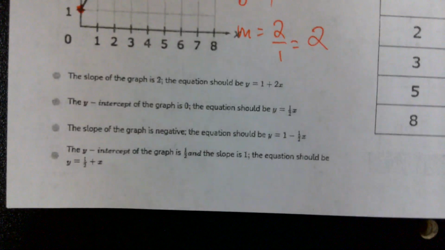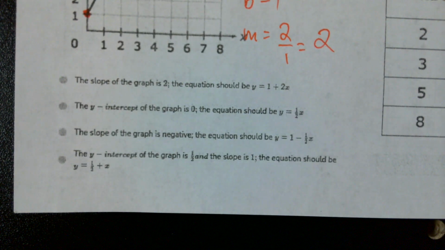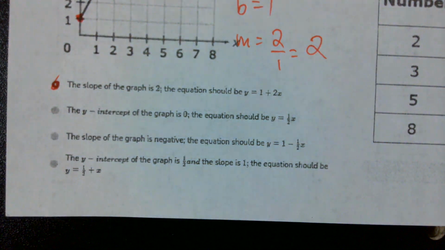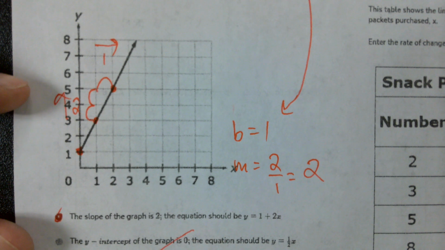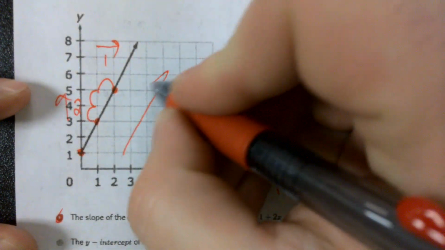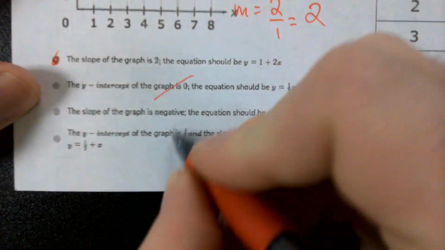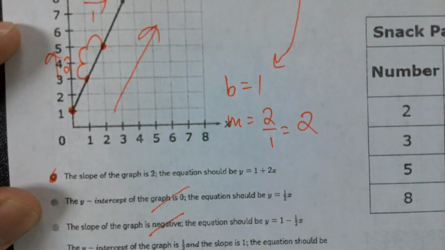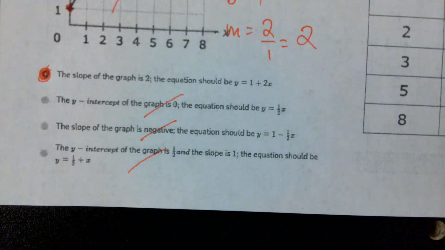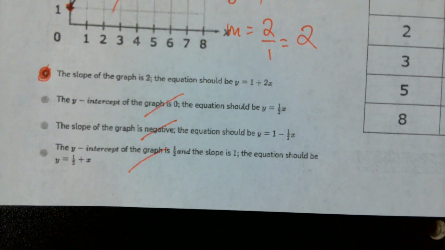So which of these answer choices is correct? Let's see. A says the slope of the graph is actually 2. The equation should be 1 plus 2x. Does that sound right to you? Yeah. Sure does. But let's take a look at the others. The y-intercept of the graph is 0. Is that the case? No, definitely not. The slope of the graph is negative. Well, should it be negative based on what we see here? No, from left to right we're going uphill. So that one's not right. Option D says the y-intercept is at 1/2. Is that true? No, it's at 1. We established that first thing. A must be our answer. Just got the wrong slope. Nothing too crazy.